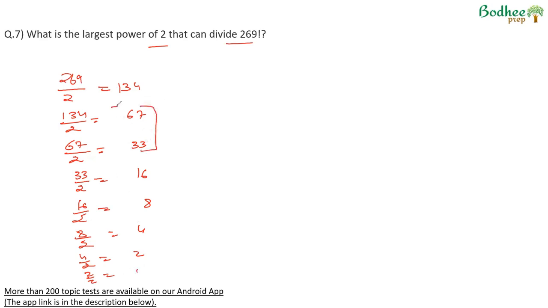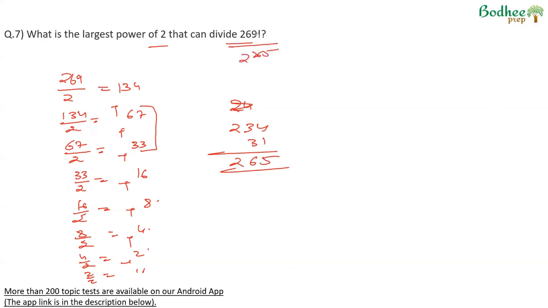Add all of these numbers to get the answer. 67 plus 33 is 100, plus 134 is 234, plus 16 is 250, plus 8 is 258, plus 4 is 262, plus 2 is 264, plus 1. So the total becomes 265. So 2 raised to power 265 will divide 269 factorial. Largest power of 2 that divides is 265.